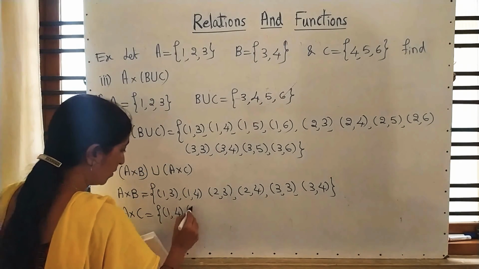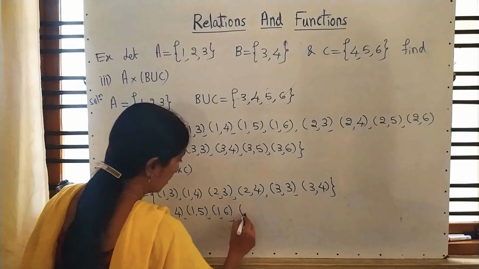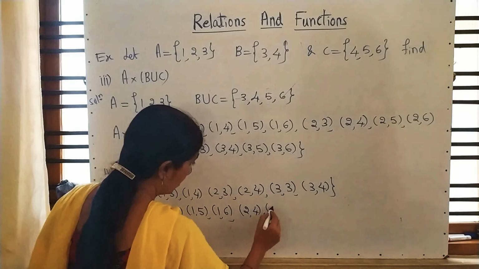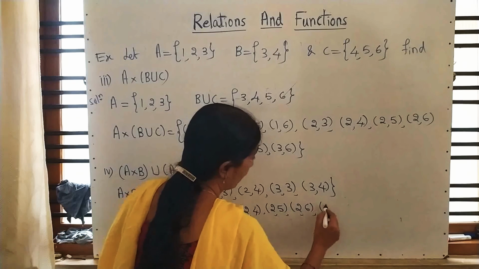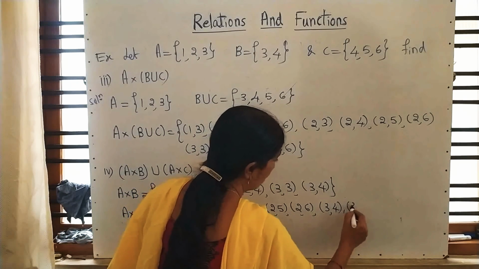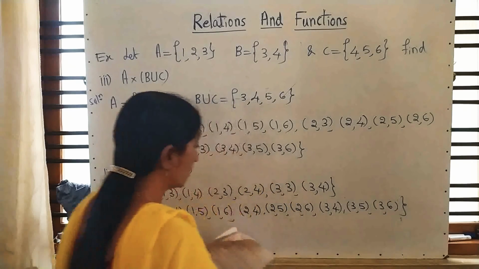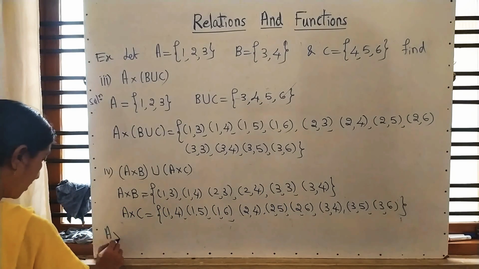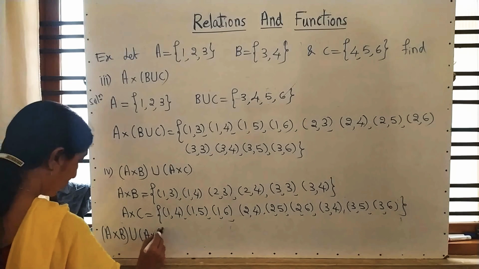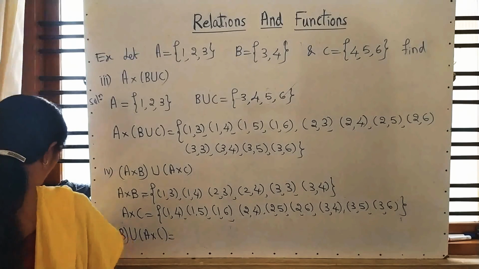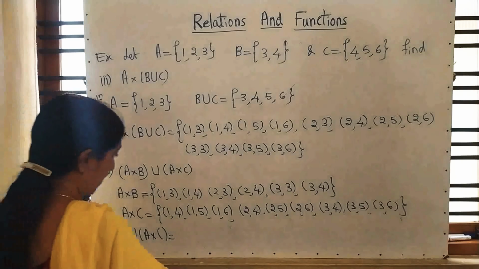(1,4), (1,5), (1,6). Then (2,4), (2,5), (2,6). (3,4), (3,5), (3,6). Now we just have to write the union, (A cross B) union (A cross C). Union means we have to write all the elements from the first one and second one, and if an element is repeated, write it once.